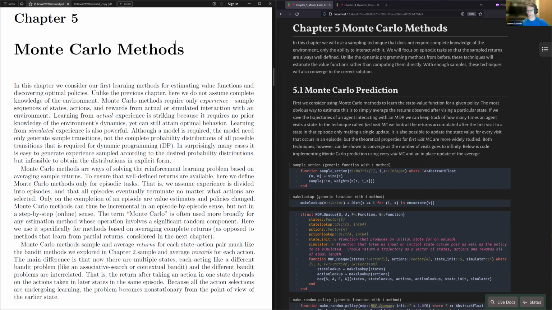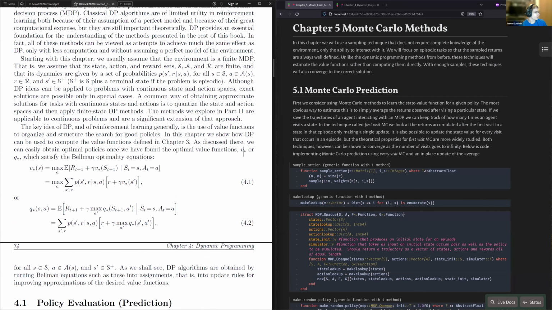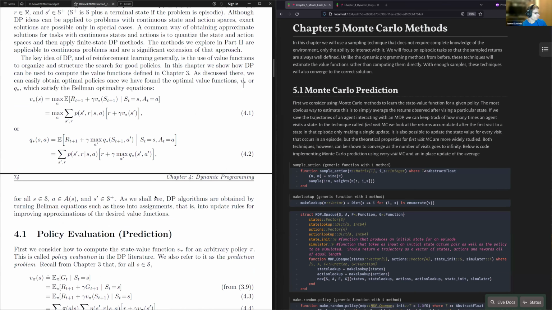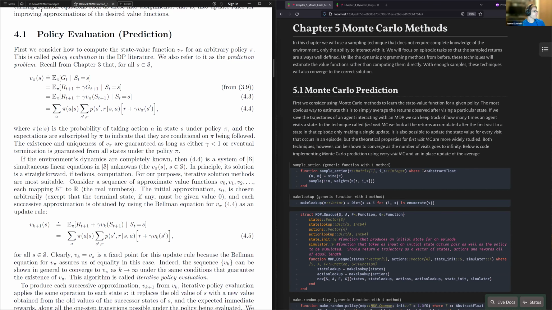This chapter is about Monte Carlo methods, which involve sampling from an environment, from some kind of thing that can simulate an environment. And this is useful for problems where we don't have an explicit model for the environment. The dynamic programming chapter was all about environments where we have this probability transition function, with an explicit probability for every transition that we would see. And that can be used to calculate a lot of stuff.